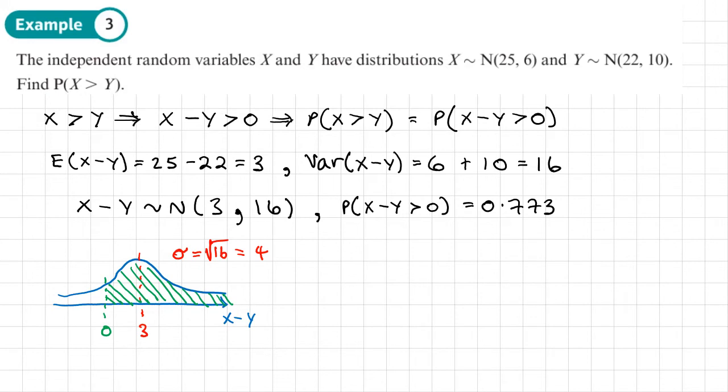0.77337. So I'll round it to 4 decimal places, 0.7734, and that's 4 decimal places. So 4 decimal places or 3 significant figures is fine.